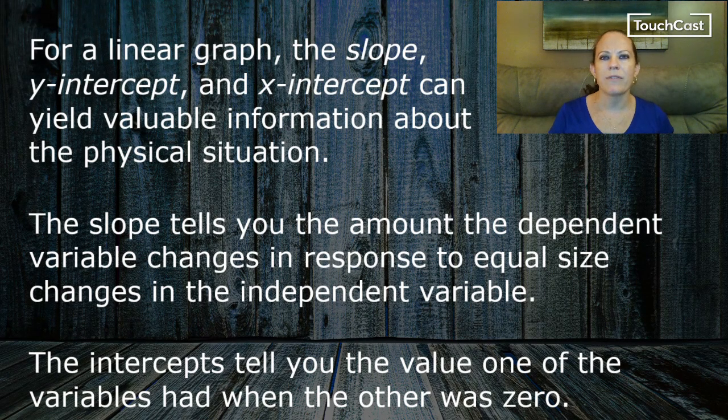For a linear graph, the slope, y-intercept, and x-intercept can yield valuable information about the physical situation. The slope tells you the amount the dependent variable changes in response to each equal size change in the independent variable. And the intercepts tell you the value one of the variables had when the other one was 0.